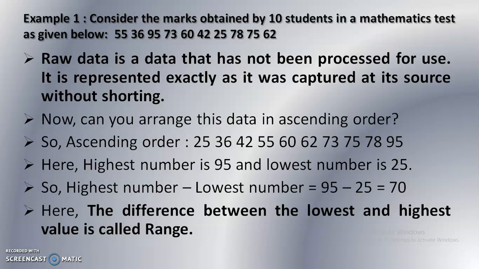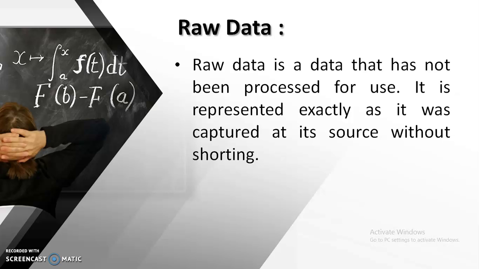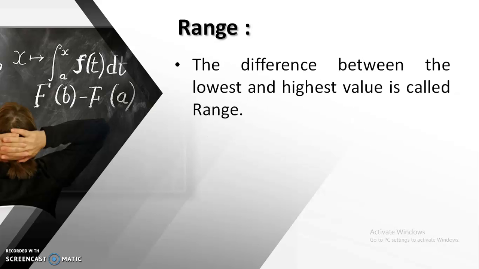Now go to next. Raw data is data that has not been processed for use. It is represented exactly as it was captured at its source without sorting. Got it? Now go to next. Range: the difference between the lowest and highest value is called range.